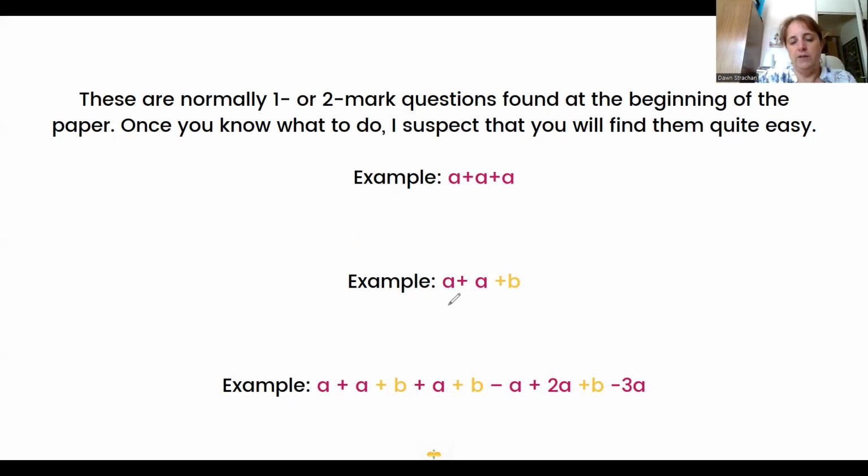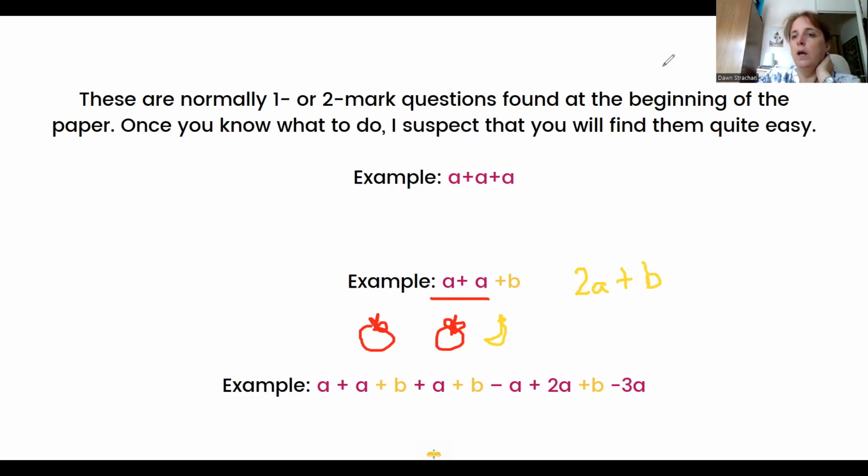Same logic could be applied for this. This time I've got 2 a's, so I've got 2 apples, an apple and another one. And this time I've got a banana to go with my 2 apples. Okay, that's a banana. So what do I have? I have 2 apples and a banana. So I've got 2a plus 1b.